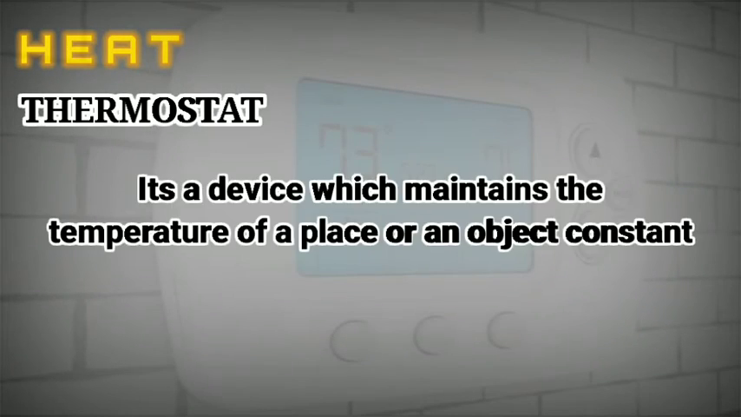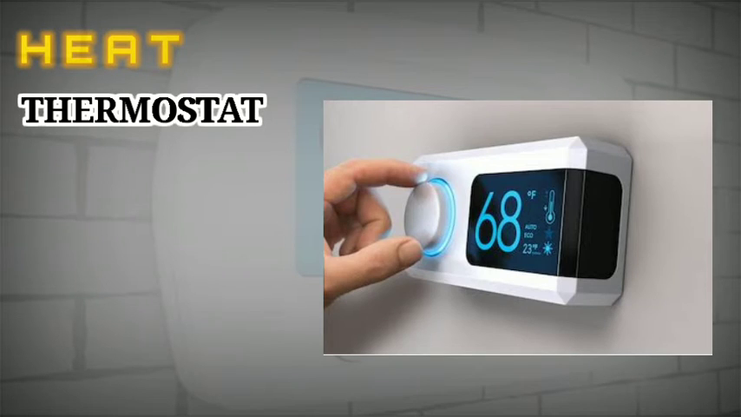Next, thermostat. A thermostat is a device which maintains the temperature of a place or an object constant. Thermo meaning heat and static meaning staying the same. Thermostats are used in any device or system that gets heated or cools to a preset temperature. It turns a circuit on or off when a particular temperature is reached.